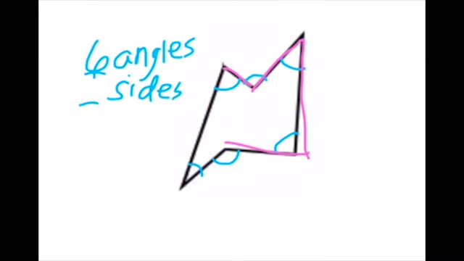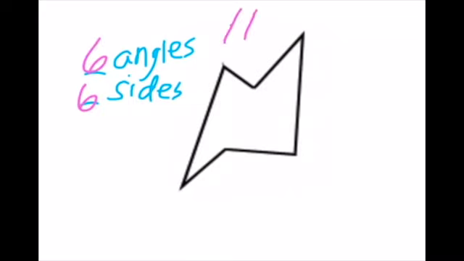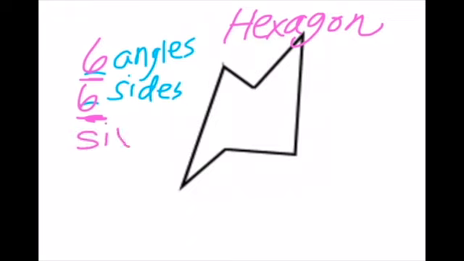I'm going to erase that just because that's going to be really hard for me to tell what types of angles I have. So let's see. We have 6 of each. So that means this is a hexagon. And remember, if I wrote out the word 6, it has an X, and so does hexagon. So that's my little hint for remembering the name of that polygon.